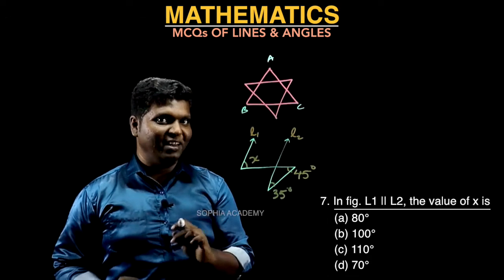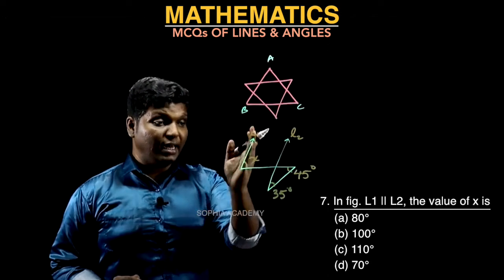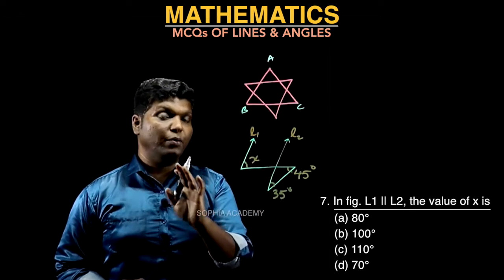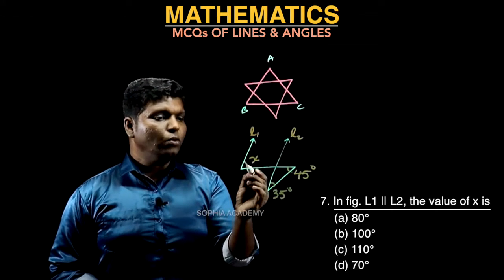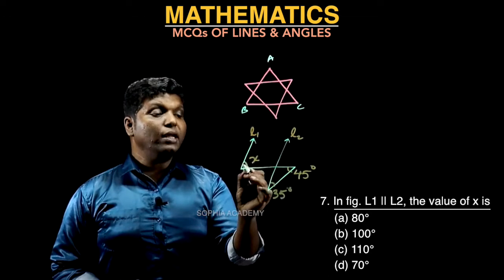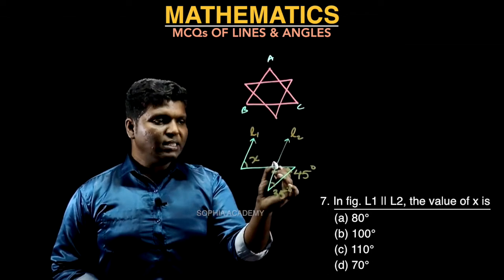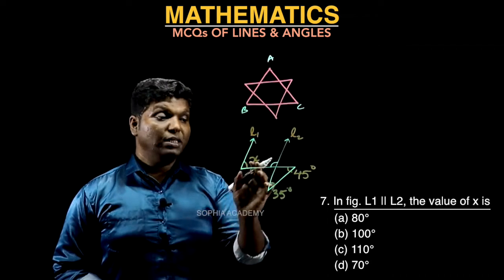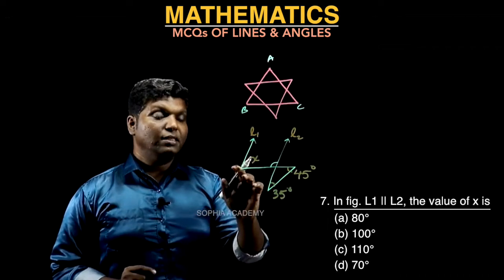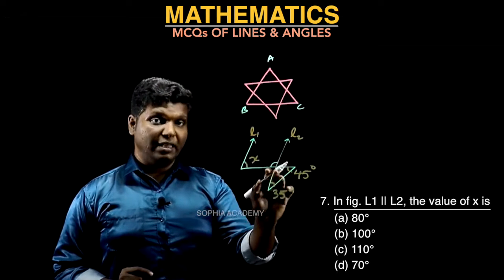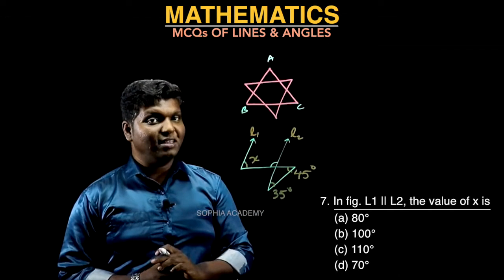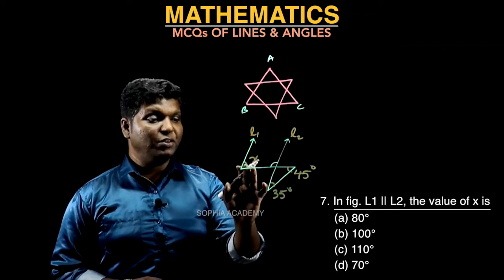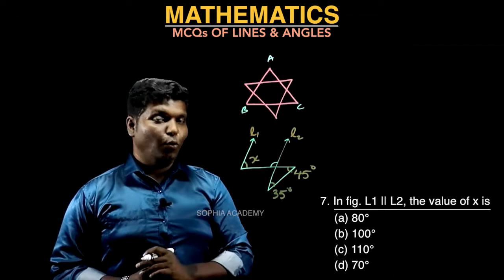We studied this in our 7th class. So this transversal, when it is cutting 2 parallel lines, these 2 angles which are formed here are what we call corresponding angles. So we can say that the corresponding angles are equal. At the same time, what about this angle? This is what we call co-interior angles. What do you know about co-interior angles? The sum of co-interior angles is supplementary. That means if you are adding these 2 angles, it will be 180.